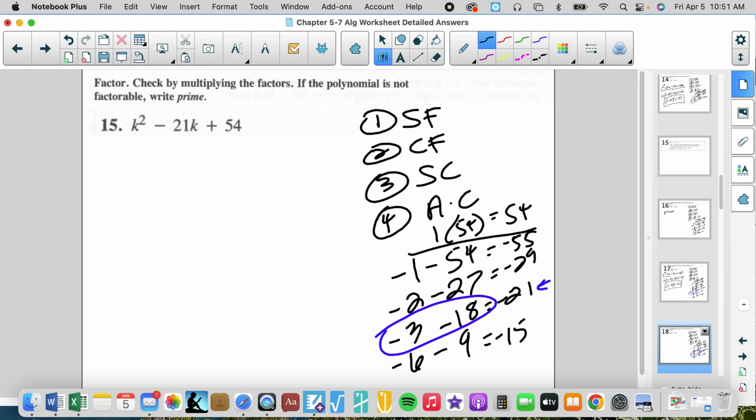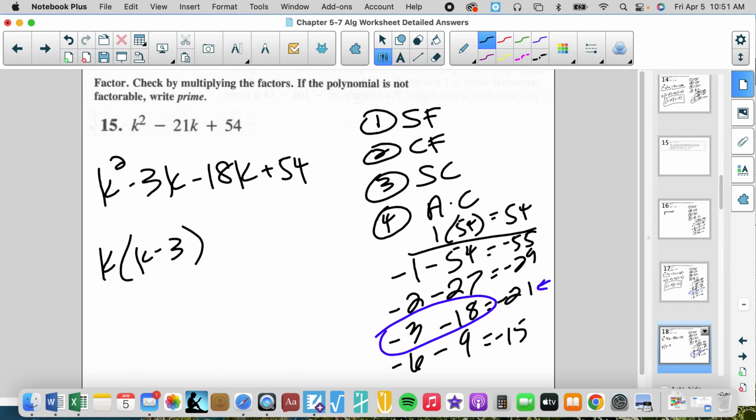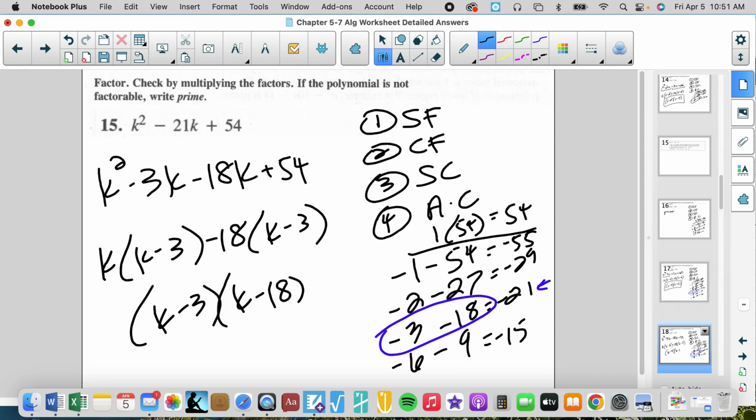So we have k squared minus 3k minus 18k plus 54. We're going to factor out a k. We get k minus 3. We're going to factor out a negative 18. We get k minus 3. K minus 3, k minus 18.